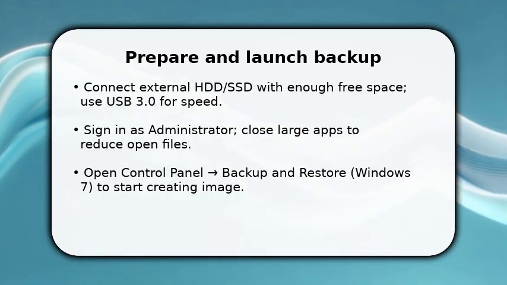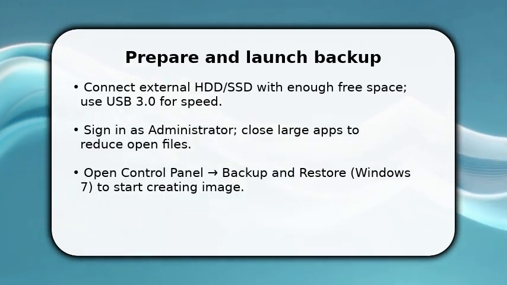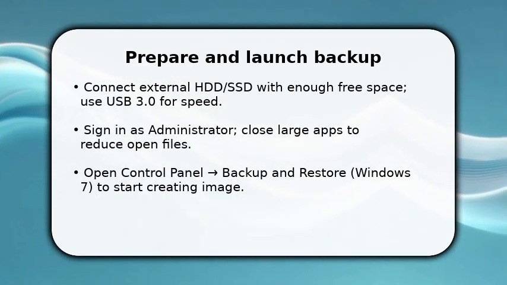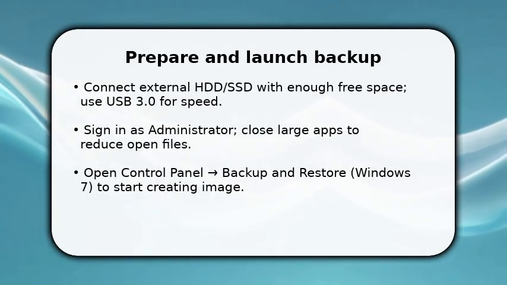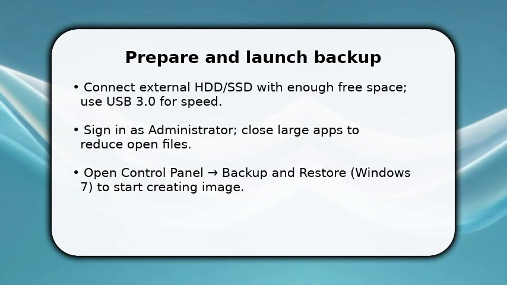Now open Control Panel and choose Backup and Restore, Windows 7. You're going straight to create a system image. This captures the entire disk state, not just files, which makes full recovery possible, so select that option to continue.